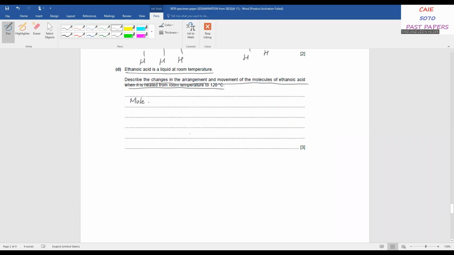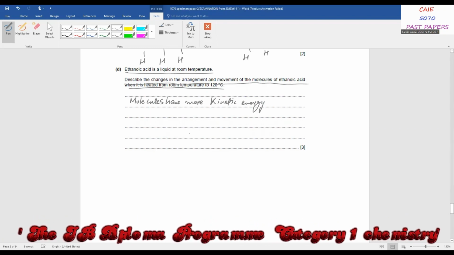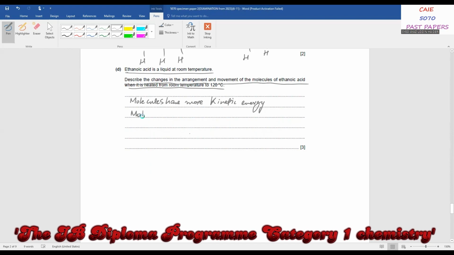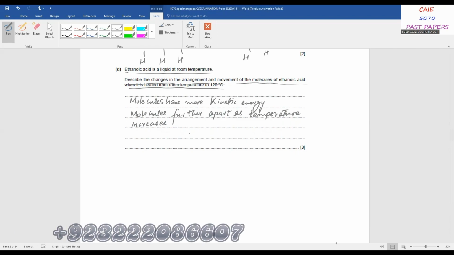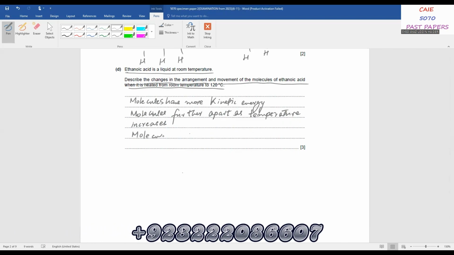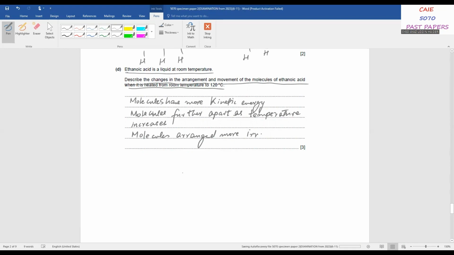Molecules have more kinetic energy. First of all, you write this. Second thing, molecules are further apart as temperature increases. Last point, they are arranged more randomly, or you can write more irregularly, as temperature increases.